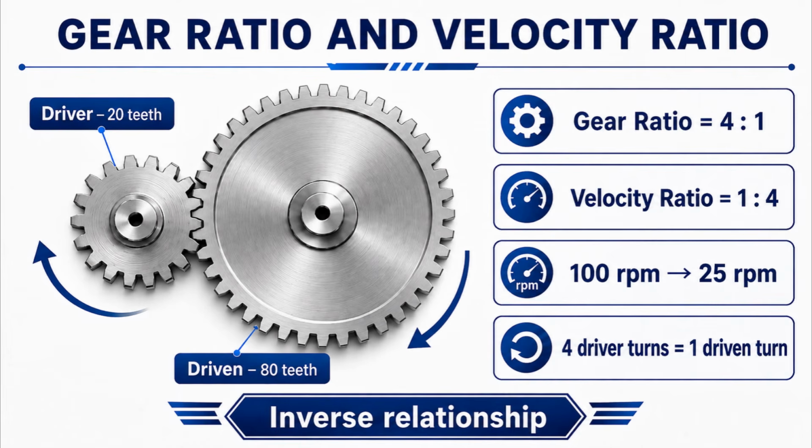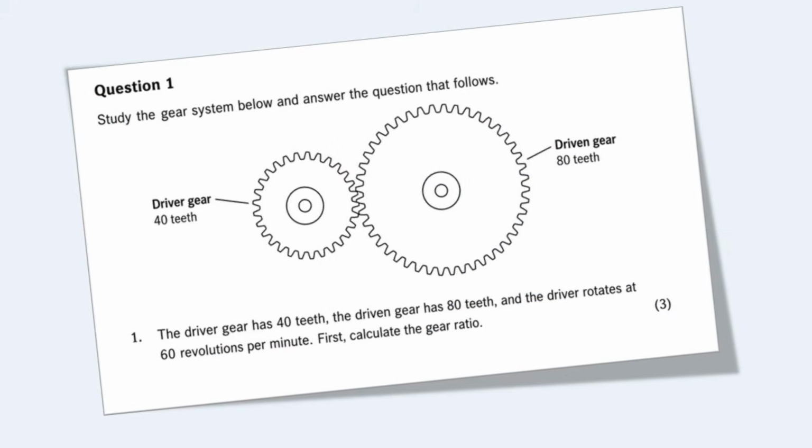So, a larger driven gear gives a larger gear ratio, but a slower output speed. Remember, gear ratio describes size, velocity ratio describes speed. Now let us calculate the actual speed of the driven gear. In an examination, you may be given the number of teeth on the gears and the speed of the driver gear, and then be asked to calculate the speed of the driven gear.